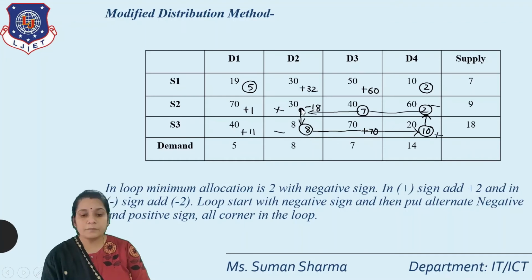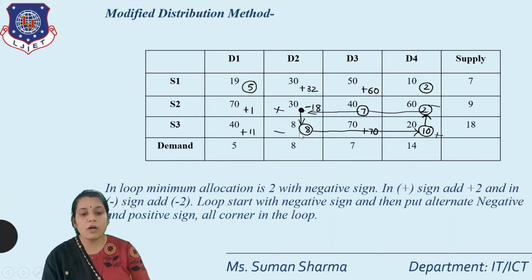Okay, so here loop starts with minus 18. So we move to this cell 8. So this is your first corner. This is your second corner 10. This is your third corner 2. And this is your fourth corner. And all the middle allocation cells you ignore. That means we use only the three corners 8, 10 and 2.